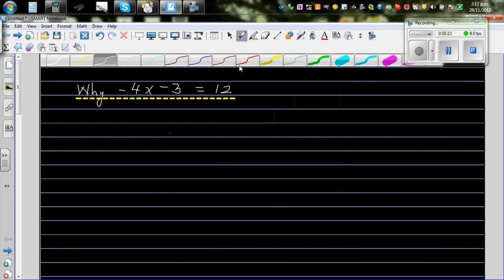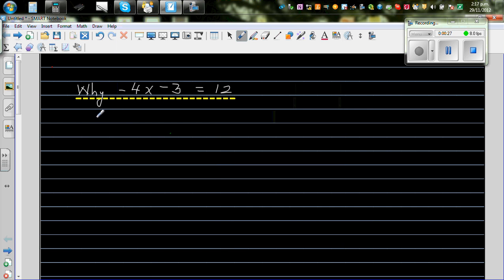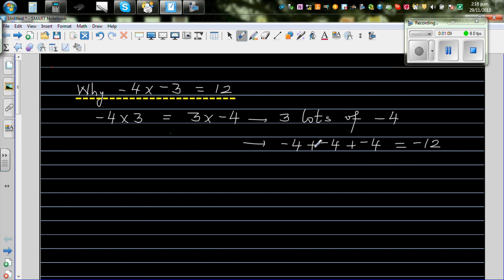Before I explain the maths, if someone asks you what negative 4 times 3 means, this is the same as 3 times negative 4. In words, this means 3 lots of negative 4. How will you write that? 3 lots of negative 4 is negative 4 plus negative 4 plus negative 4, which is negative 12, sorry.